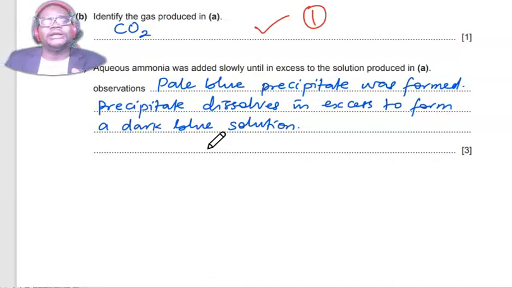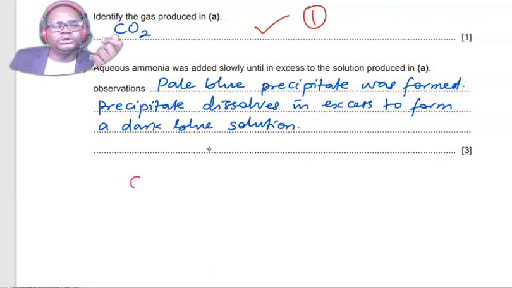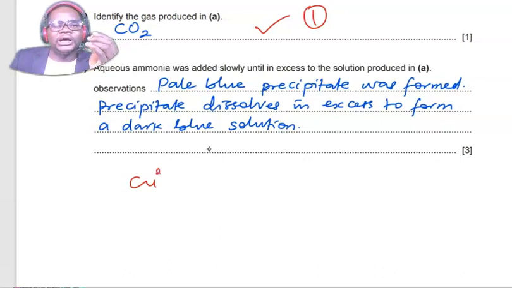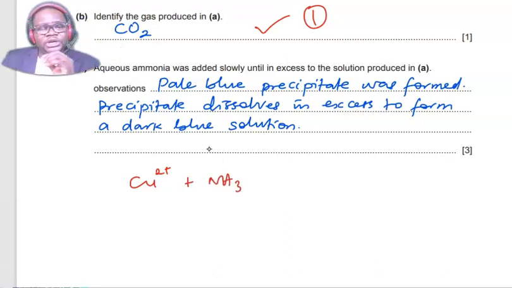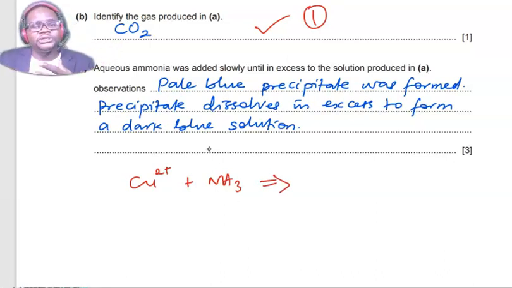Aqueous ammonia was added slowly until in excess to the solution. So basically, we know the solution contains copper ions, right? So something that contains copper ion plus ammonia, from your qualitative analysis page, definitely when you first add it, in drops, you're going to get a pale blue precipitate, and the pale blue precipitate dissolves in excess to form a dark blue solution.